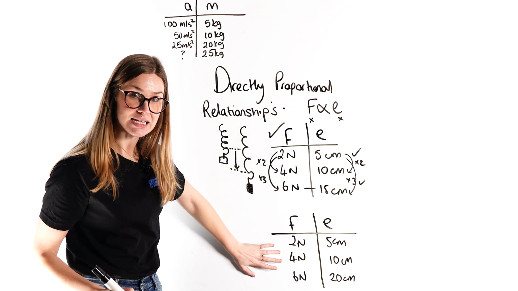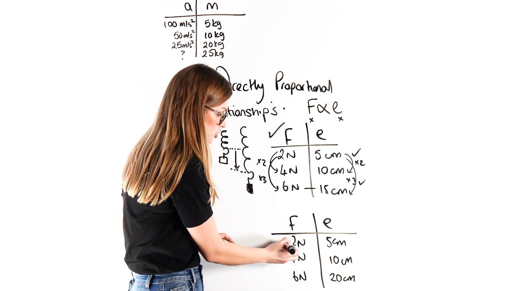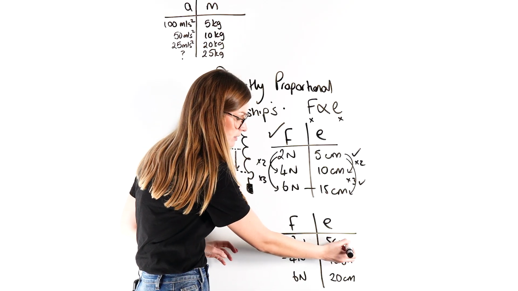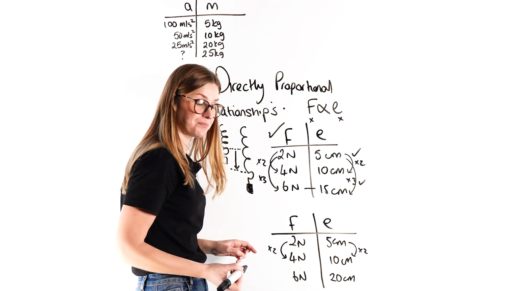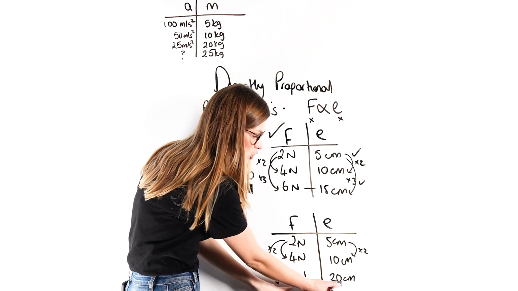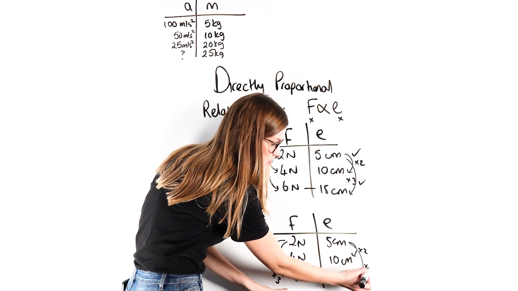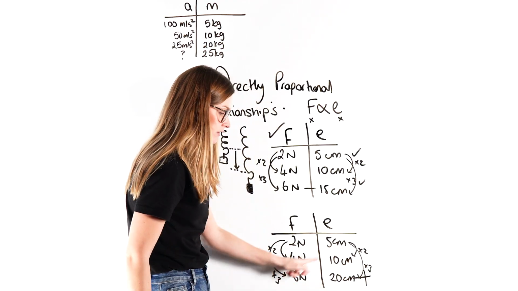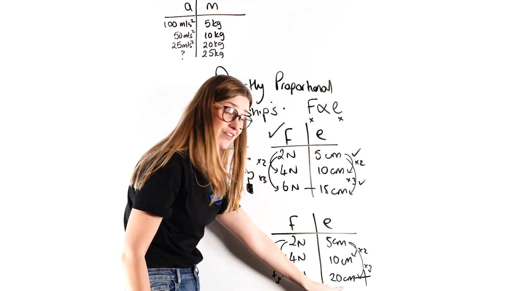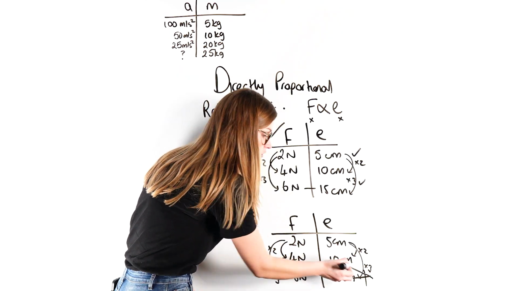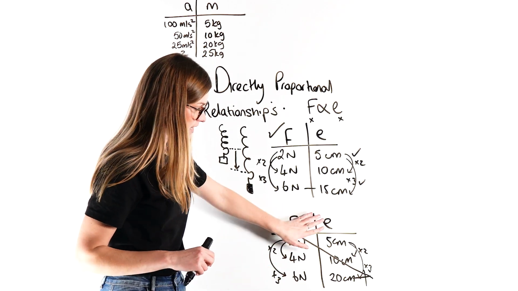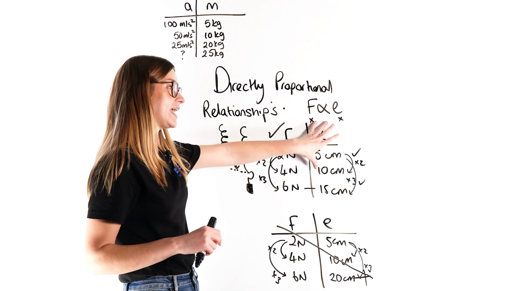Okay, let's say we had a second set of data, another experiment. When it was 2 newtons, it was 5 centimeters. When the 2 got doubled to 4 newtons, the 5 centimeters got doubled to 10 centimeters. That's pretty good. When the 2 got tripled to 6 newtons, we can see that it's now 20 centimeters. 5 times 3 does not give you 20. 5 times 3 gives us 15. So if this was a directly proportional relationship, we should have had 15 here, like we had here, but we don't. So that is not a directly proportional relationship. This one is just as the force increases, the extension increases. But it's not directly proportional.